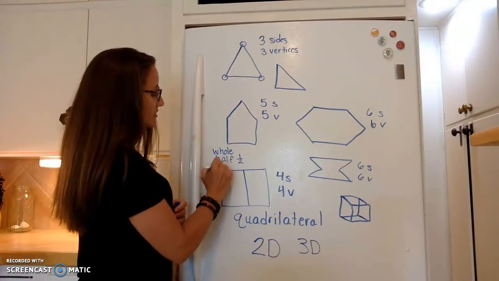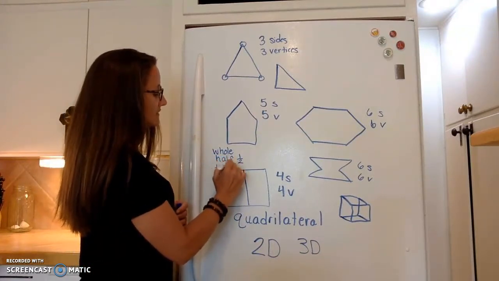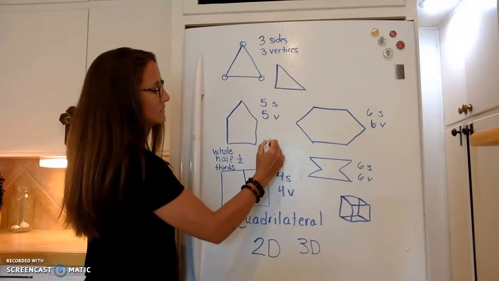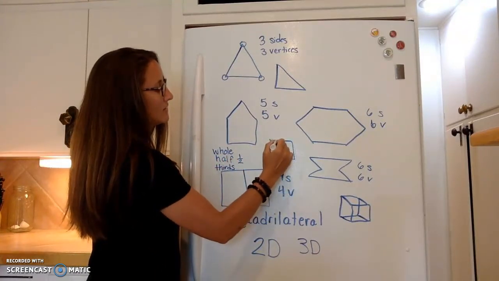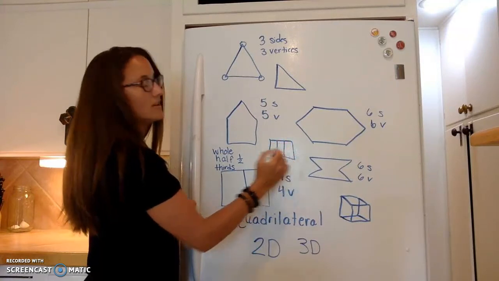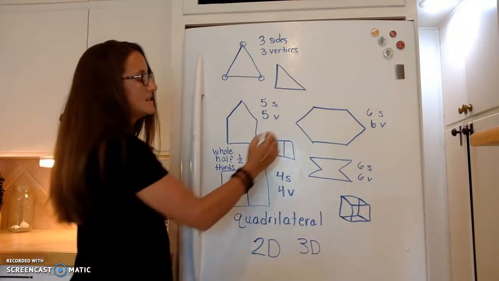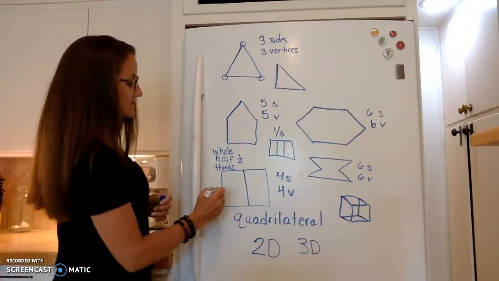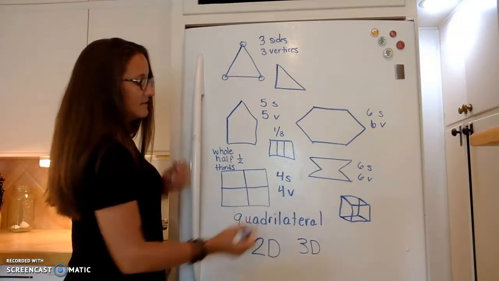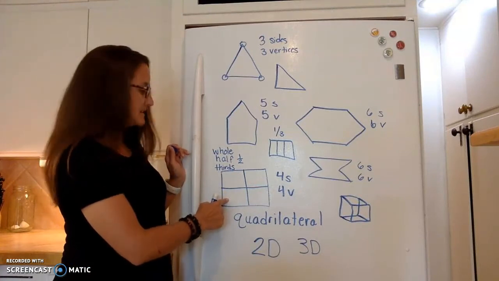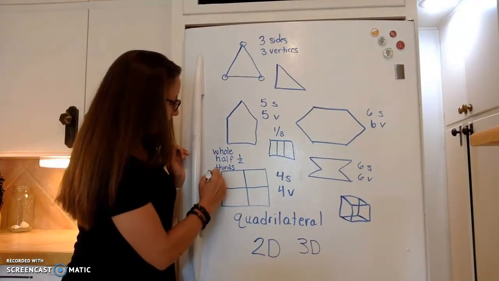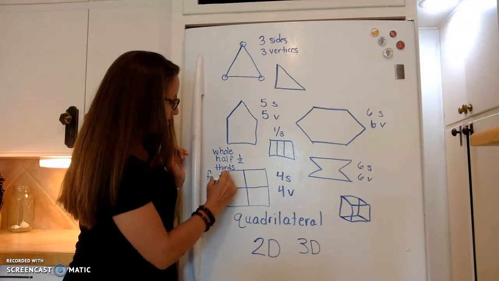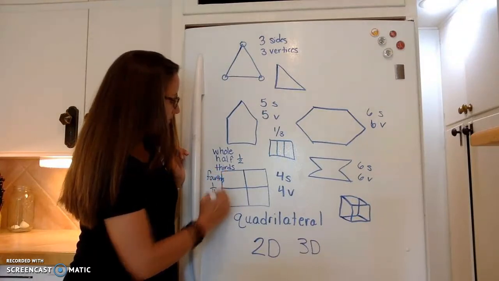You're also going to do thirds. So maybe that's where you divide it into 3 equal pieces. This would be your thirds. You're also going to do fourths. So now I have 4 equal pieces. This is your fourths, or 1/4.